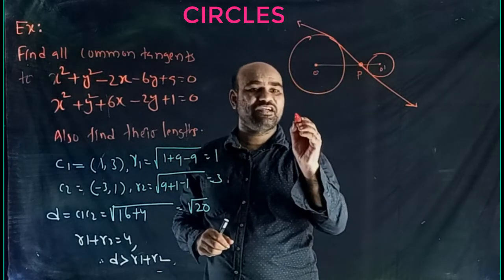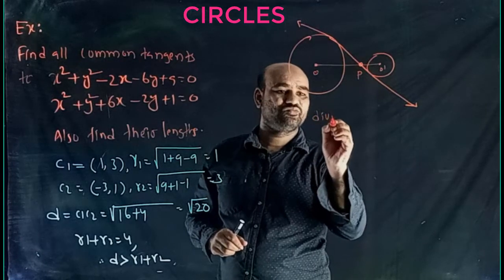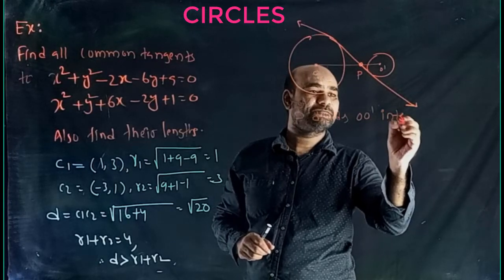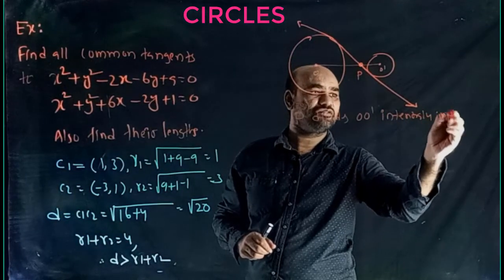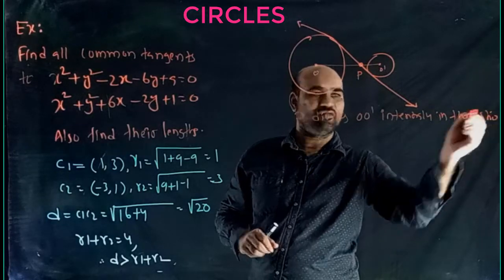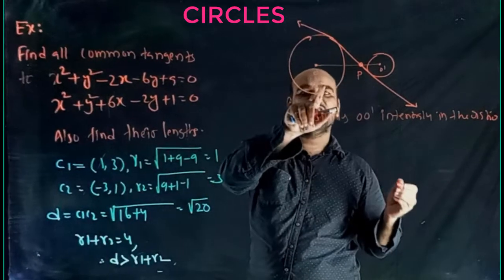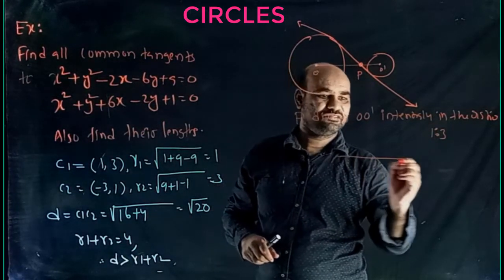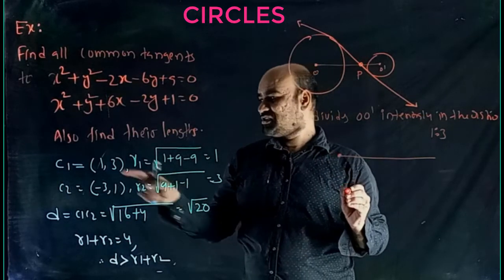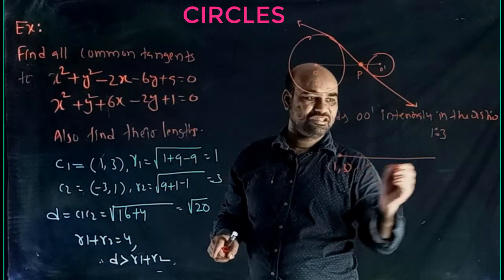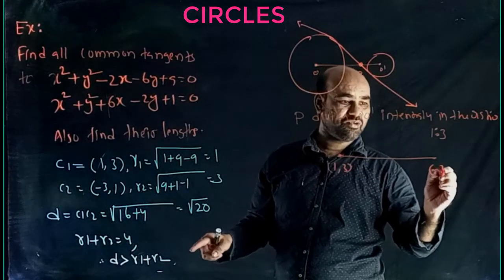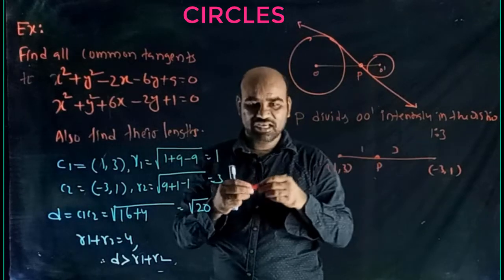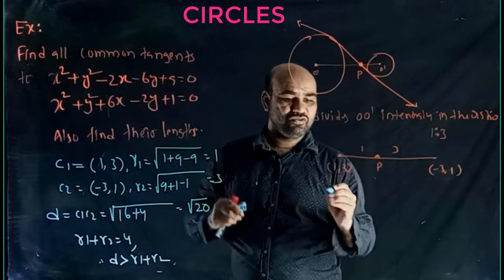P divides OO dash internally in the ratio, what ratio? 1:3. The center of the first circle is taken as (1, 3). The second center is taken as (-3, 1). Here P divides in the ratio of 1:3. This is not an exact diagram, but no problem. So you know how to find the coordinates of P.